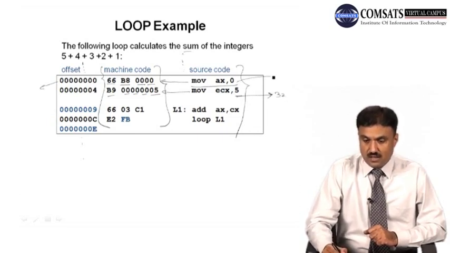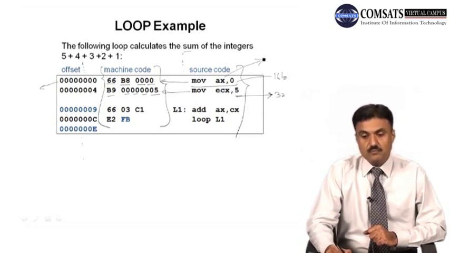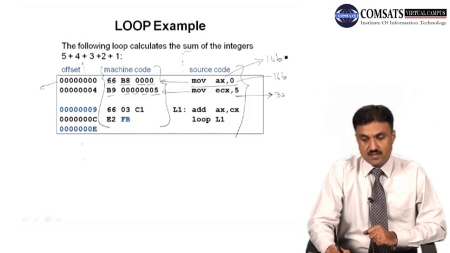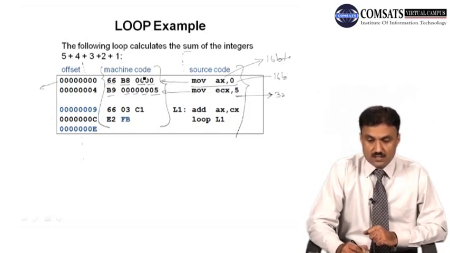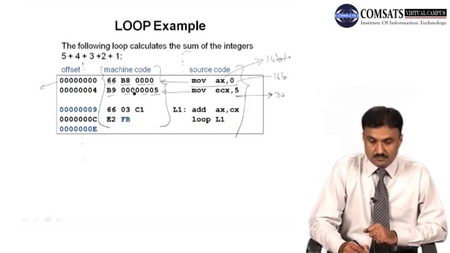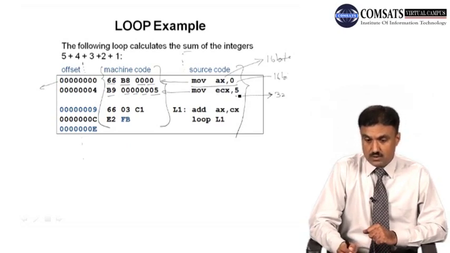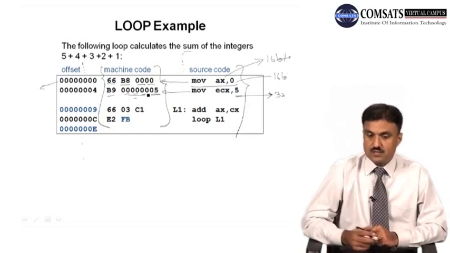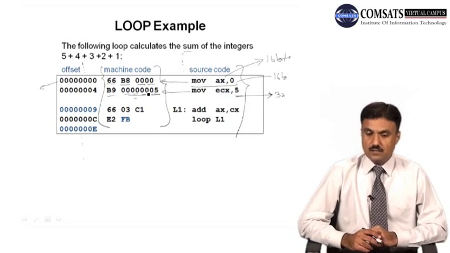Here 0 is a 16-bit value, because we are referring only to a 16-bit register. So here you can see this is a 16-bit value. Here this one is a 32-bit register and so on. So we refer to ECX, which is a 32-bit register, so this value is a 32-bit value. So B9 and then all of this.